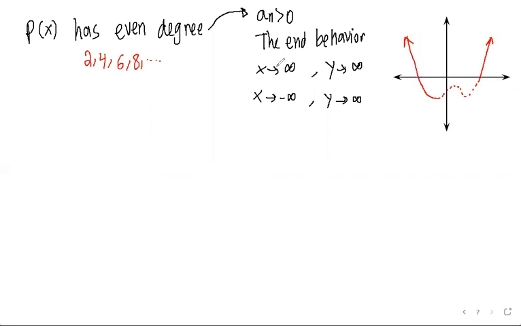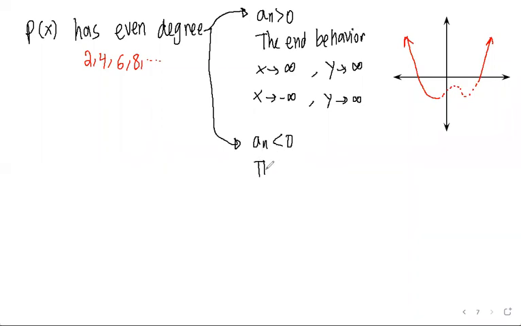The end behavior when x goes to infinity: here it becomes large, y goes to infinity, so large. The same for the other side. When x goes to small numbers, minus infinity, y goes to infinity, becomes so large. This is for even degree, and the same applies for when a_n is negative.